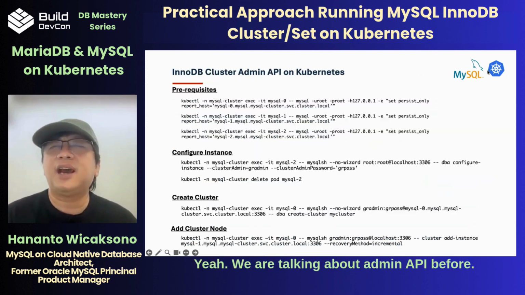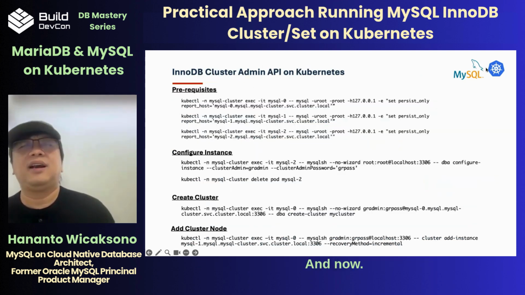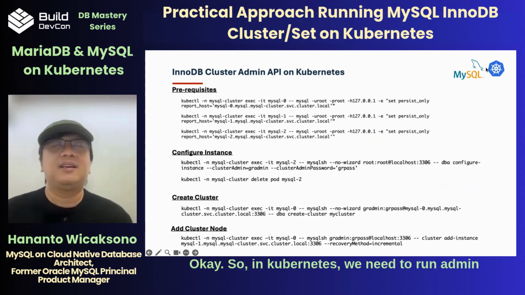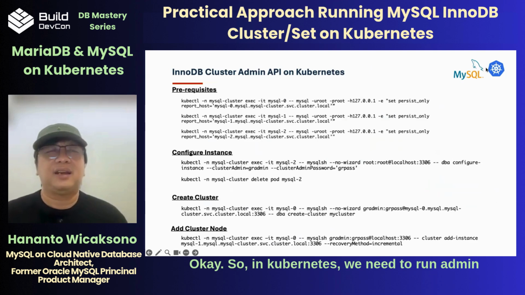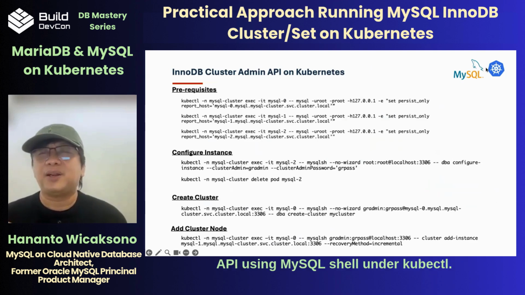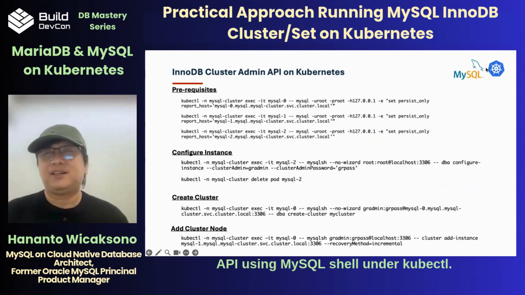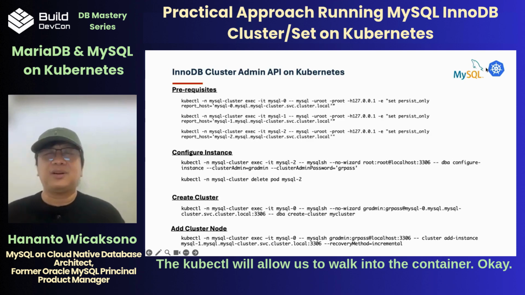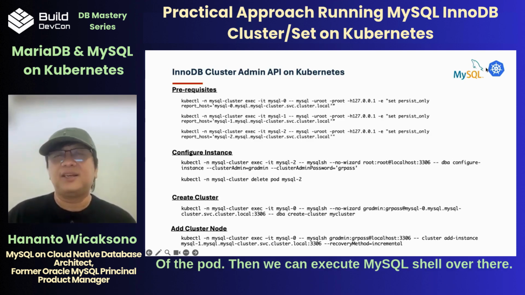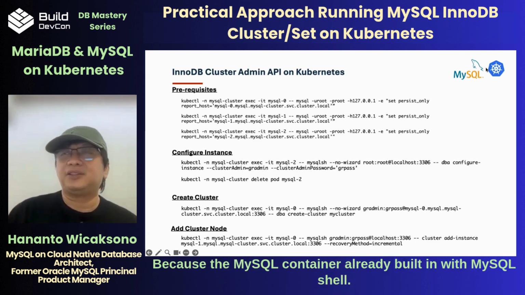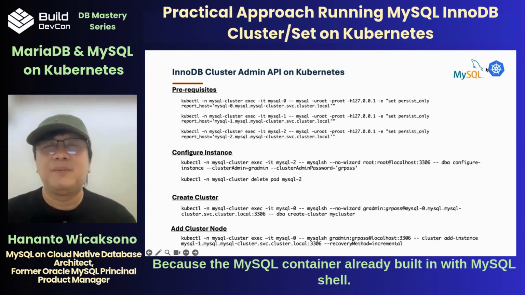We were talking about the admin API before, and now I show you how to run the admin API in Kubernetes. In Kubernetes, we need to run the admin API using MySQL Shell under kubectl. kubectl will allow us to log into the container of the pod. Then we can execute MySQL Shell over there, because the MySQL container is already built with MySQL Shell.